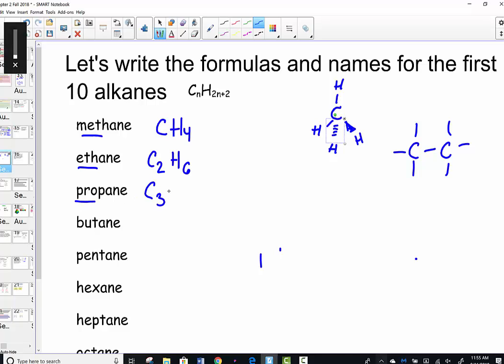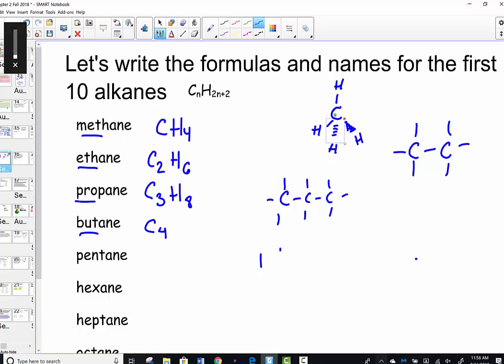Propane, C3H, 6 plus 2 is 8. 3 carbons in a row. Add the 2 H's at the end to complete the octet, C3H8. That is an alkane, meaning that it has no double bonds, all singles throughout, and prop means 3.